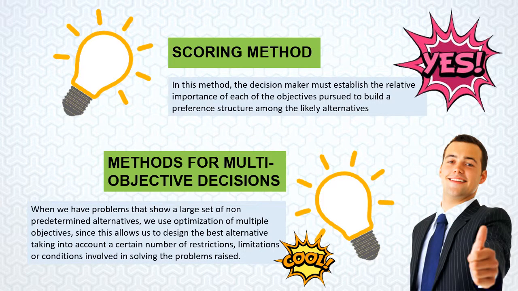In this current method, the decision maker must establish the relative importance of each of the objectives pursued to build a preference structure among the likely alternatives.